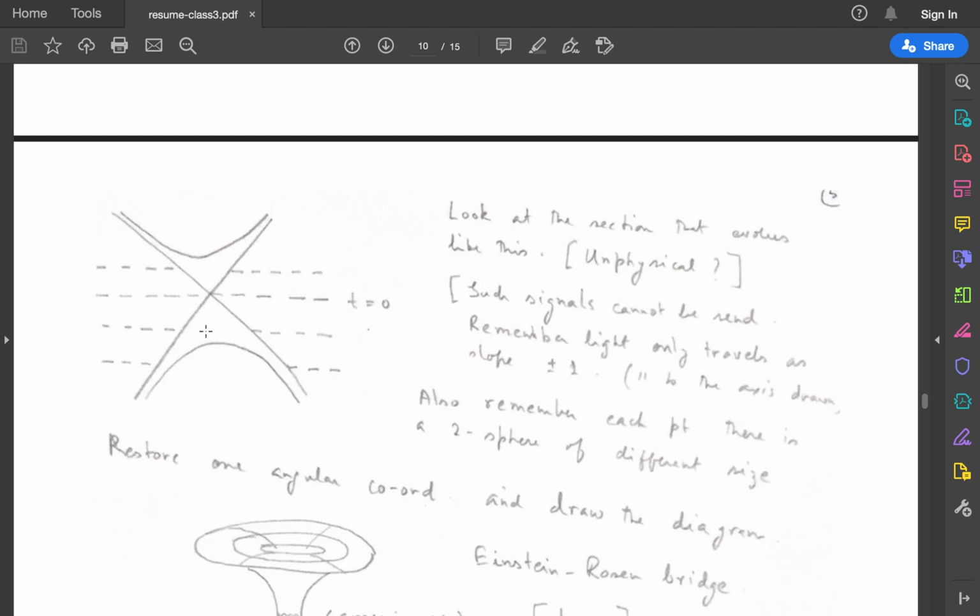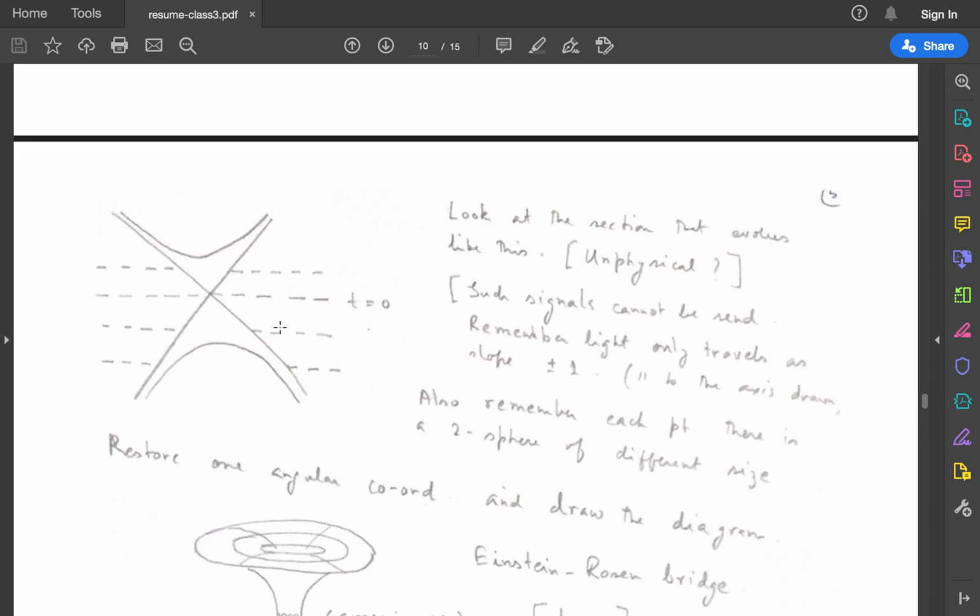We are taking cross sections like this, but you should understand that these are not regular slices. Even light can only go like this or like this. But let us assume that we can do this type of slices, looking at the section that evolves like this. This may be unphysical or something physical is going on, we don't know still now. So such a signal cannot be sent. If I want to send this type of signal, it cannot be done. But let us see what happens if I take this type of slices.